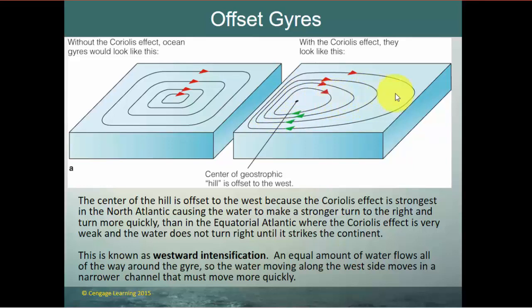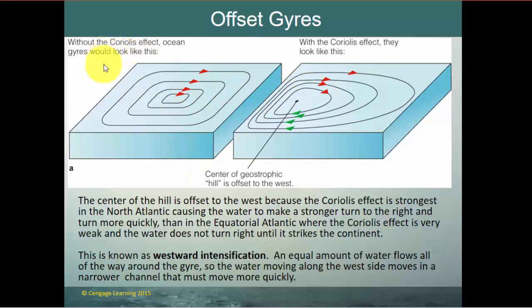The effect of this broader flow around the east side and a narrower flow around the west side: the water flowing in a broader channel essentially will move more slowly. The water flowing in a narrower channel will move more quickly, and this is known as western intensification.